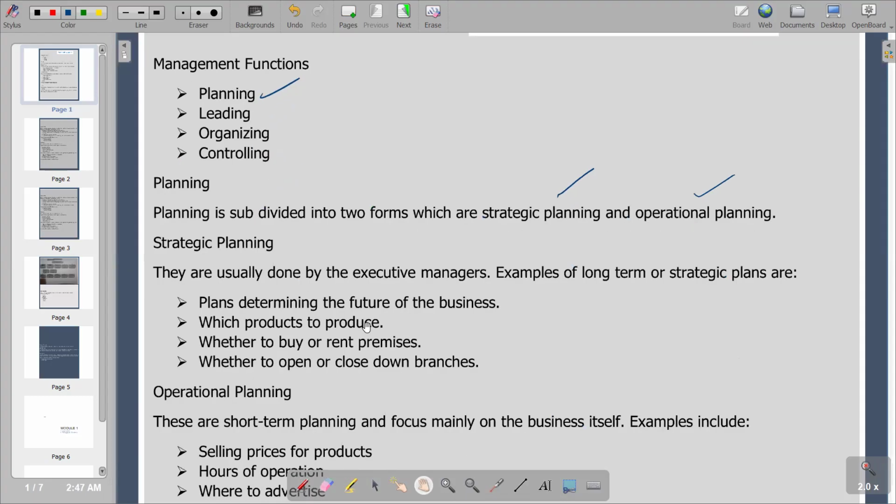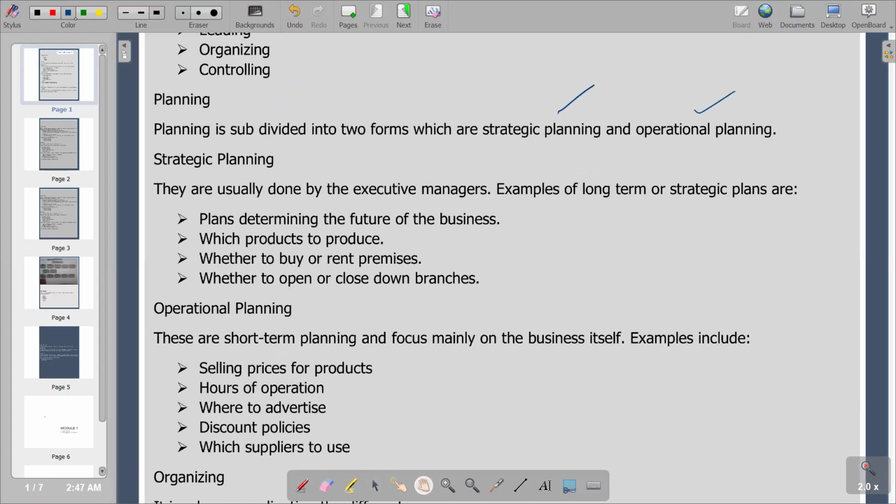What is also important for you to take note of under strategic plans is that they are long term. The first that we have is that these plans determine the future of the business. So anything that determines the future of the business that is not short term falls under our strategic plans. We also have which products to produce, as we are determining which products we have to produce, whether to buy or rent premises, whether to open or close down branches. Those are some of the examples that we have in terms of long-term or strategic plans.